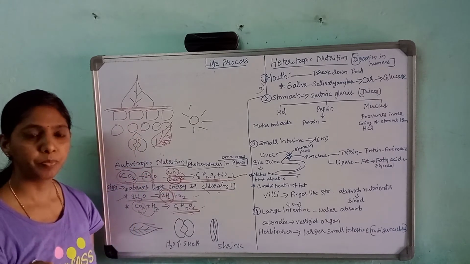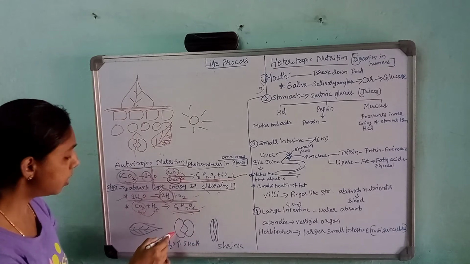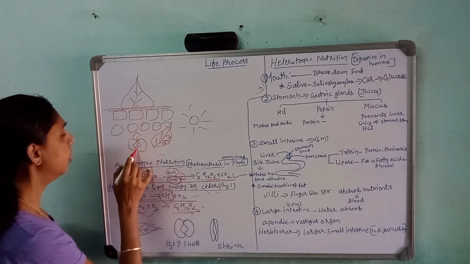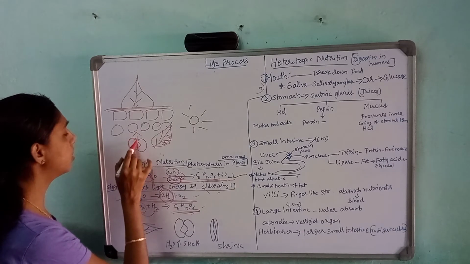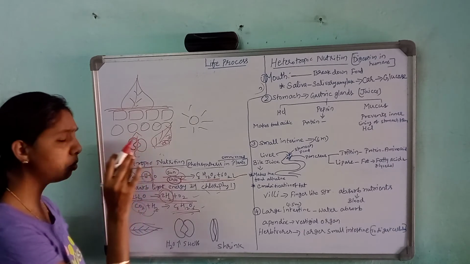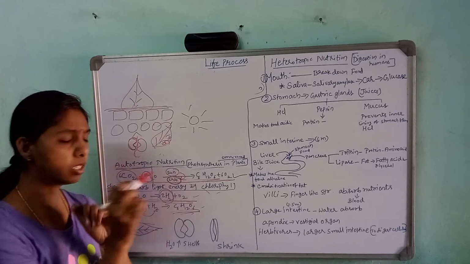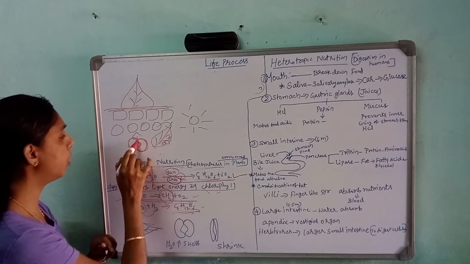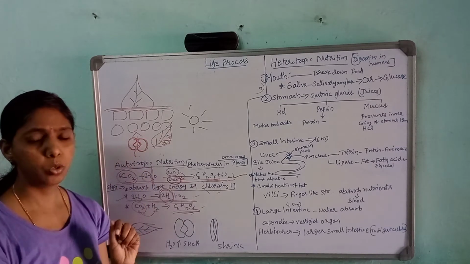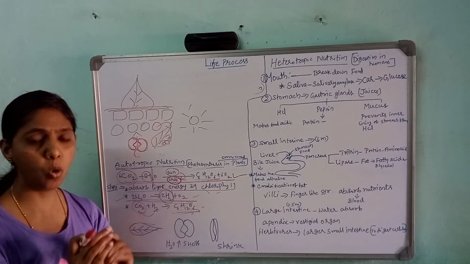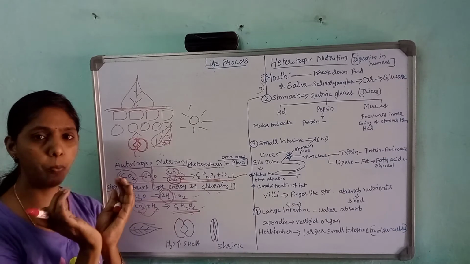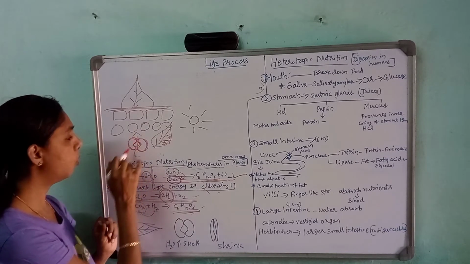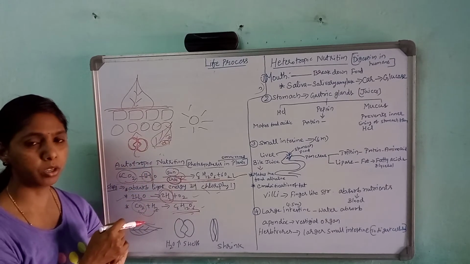How does the stomata work? See here, when it absorbs the water, in the stomata, these two are called guard cells. The whole thing is a stomata we call. These two are the guard cells. So the function of the guard cell is to open and close the stomata. So here the guard cell helps in opening and closing of the stomatal pore.